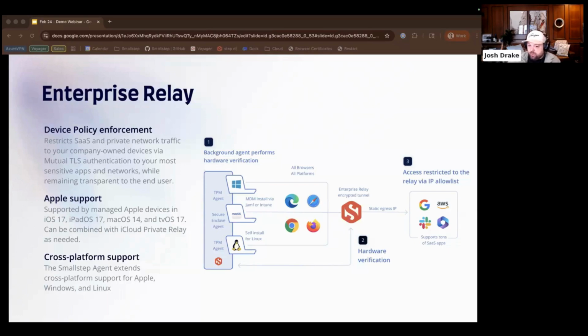But again, that was intended for kind of a different use case. Our enterprise relay is like you're having your own iCloud Private Relay. Yeah, great question.